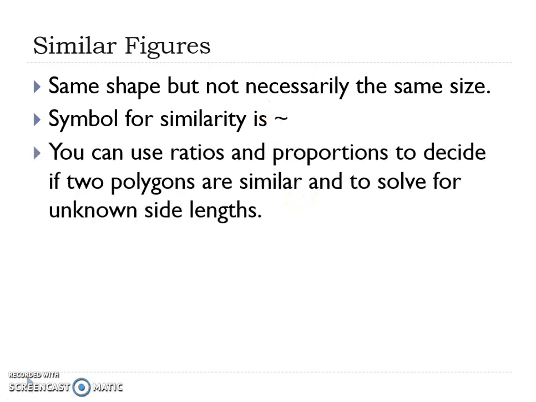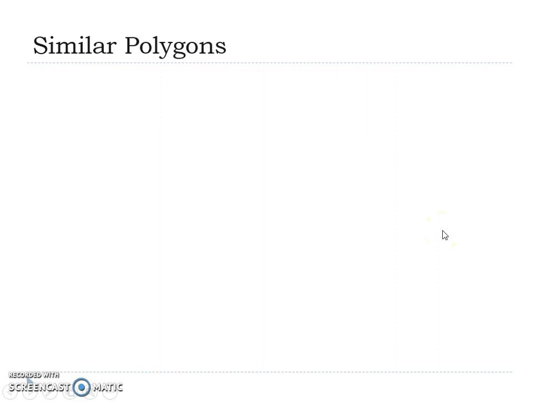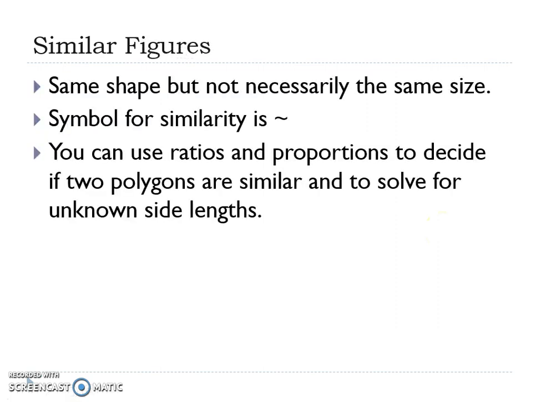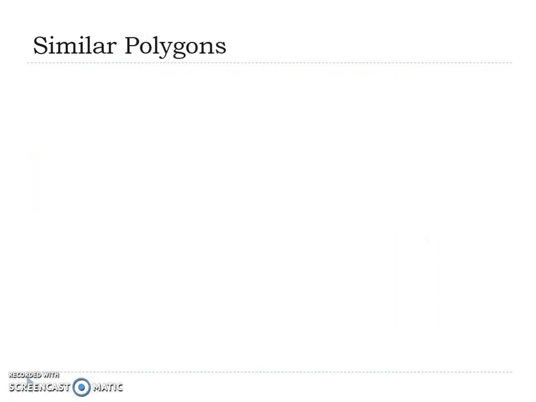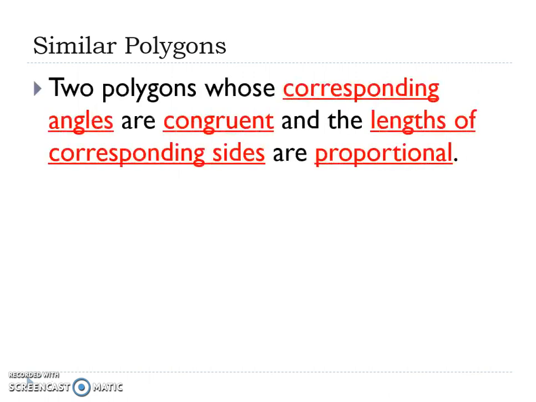You can use ratios and proportions to decide if two polygons are similar and to solve for unknown side lengths. Similar polygons are two polygons whose corresponding angles are congruent and the lengths of corresponding sides are proportional.